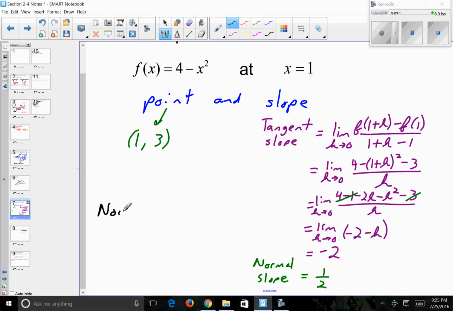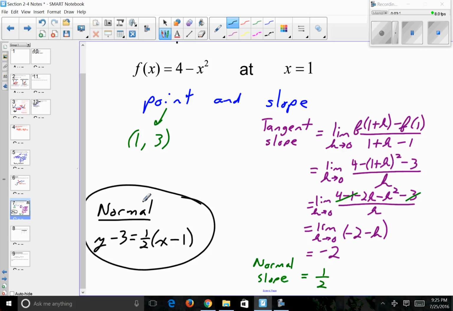So now that I know a point and I know the slope, I can write in point-slope form the equation of the normal, which should be y minus 3 equals the slope of the normal times x minus 1. And there's the equation of our normal.